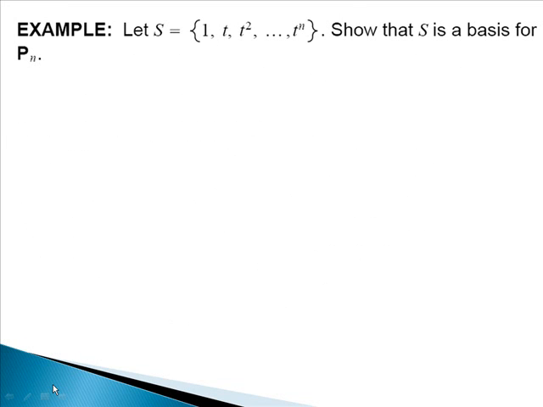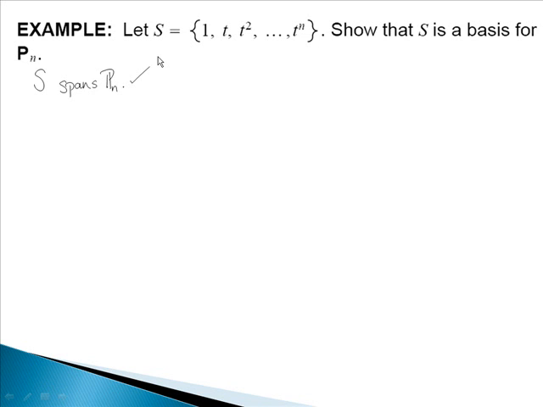In this example, we want to let S be equal to the set of vectors 1 all the way up to t to the n power. We want to show that S is a basis for P sub n, our space of polynomials. Incidentally, this will be the standard basis for P sub n. Remember that the space P sub n is our polynomials of degree at most n. So since S contains each of the individual terms that would make up our polynomials, then we know that S certainly spans P sub n.